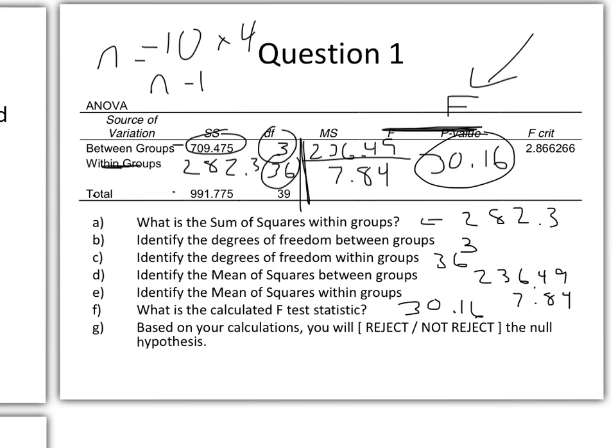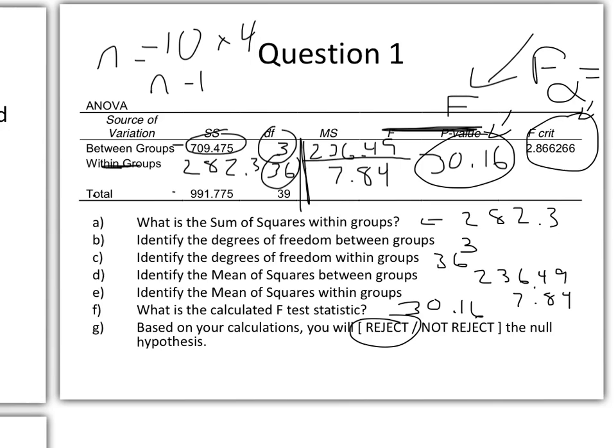So the final question on this part is, based on your calculations, you will reject or not reject the null hypothesis. Now here we find the critical value for F, so F of alpha is equal to this right here, 2.866. Because our calculated F statistic is greater than the critical value, we will reject the null, and we will conclude that the mean time for it to detect water leaks is not the same among the 4 different types of valves tested.